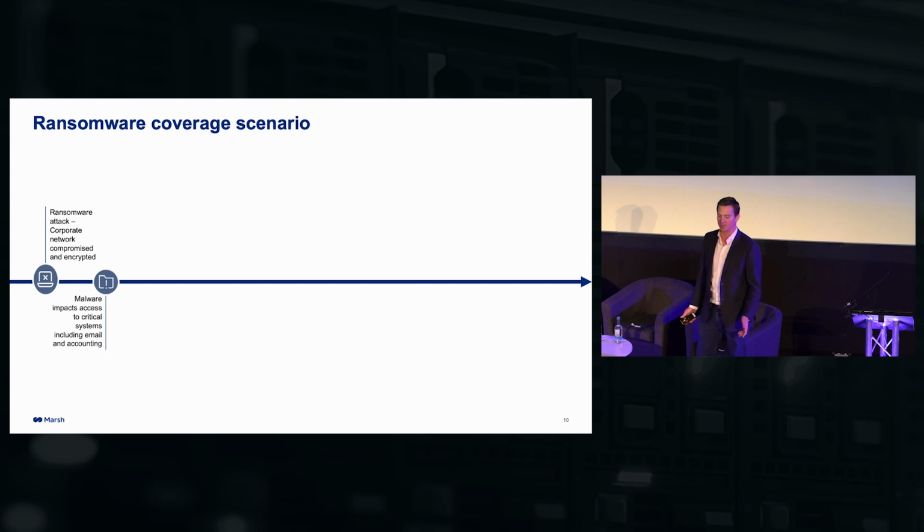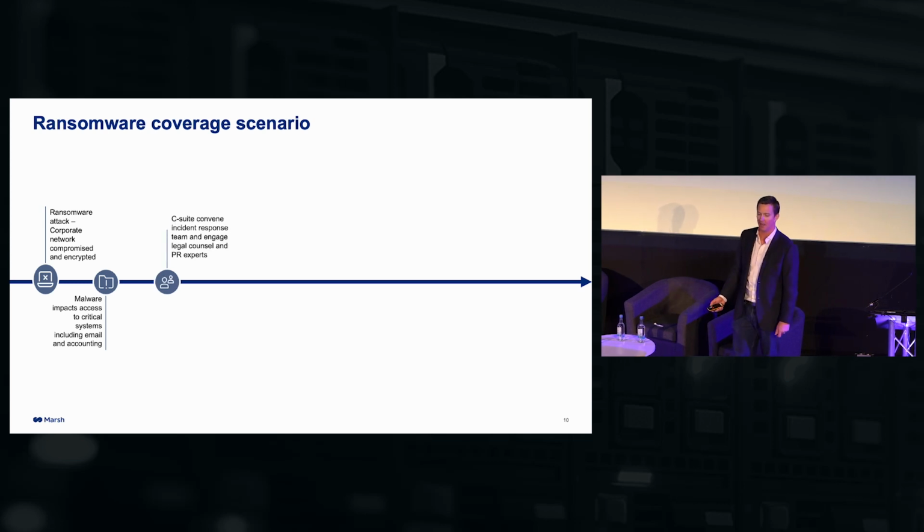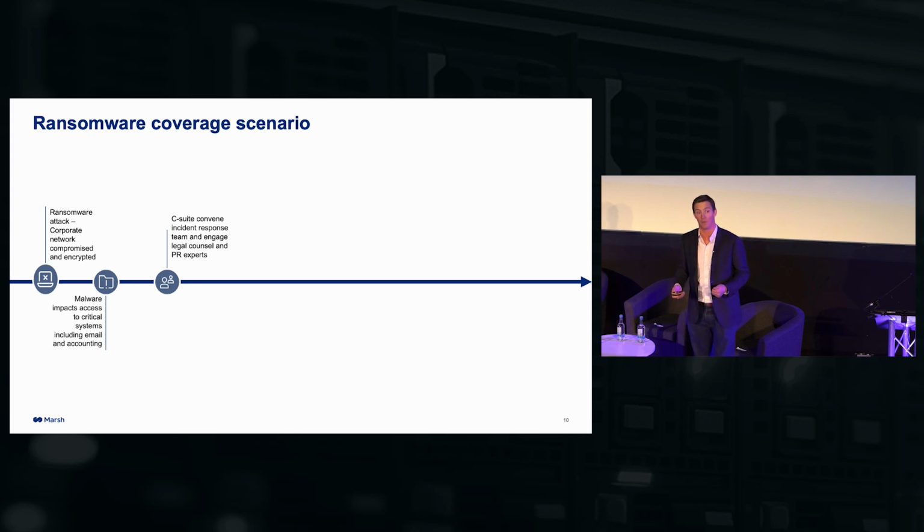There's a piece of malware that's been used, and it has a detrimental impact on some critical systems, including the business email and the accounting system. So paralysis, really. The C-suite's convened, and they are building their incident response team. They've brought in legal counsel. They're a highly well-known brand business with a big customer base, so they're worried about the media reporting. They know they're not going to contain this very long, and they've got PR experts supporting them as well.